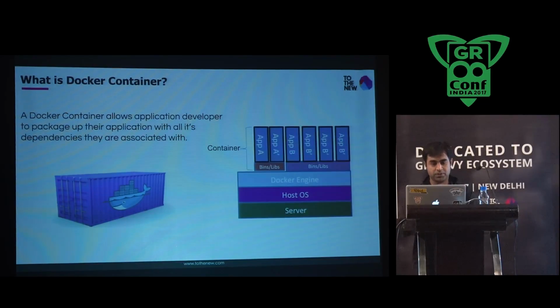So what is a Docker container? A container allows application developers to package up their application dependencies. The diagram on the right depicts how it works. You have a server, you have a host operating system. On top of that, you install Docker engine, and then you have these containers which have application code and your binaries and libraries. You understand the terms binaries, like bin files, and libraries, like jar files.